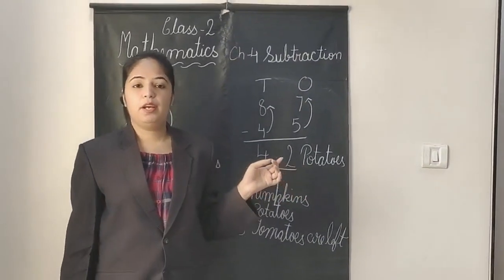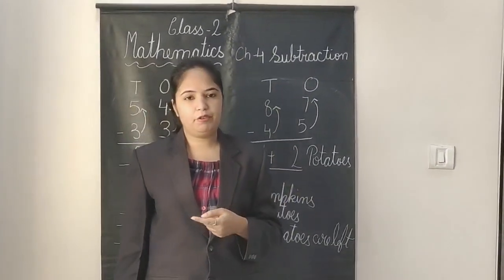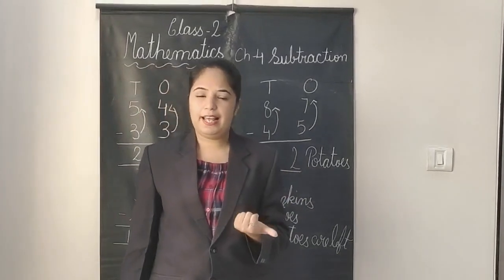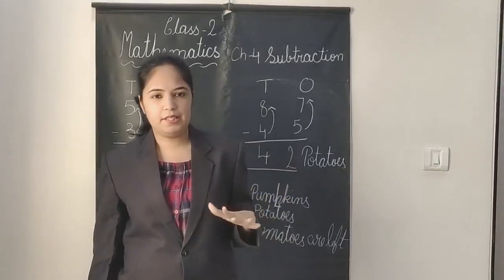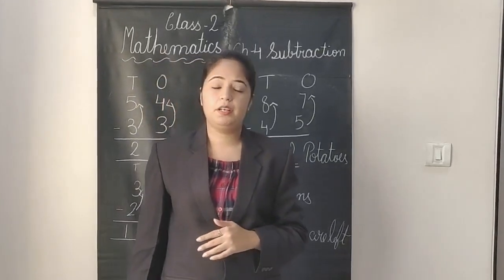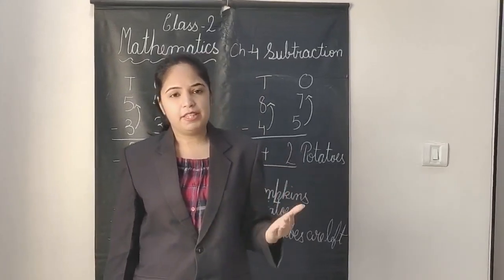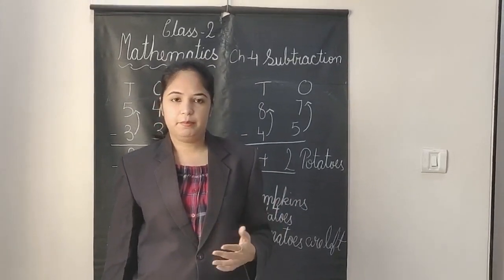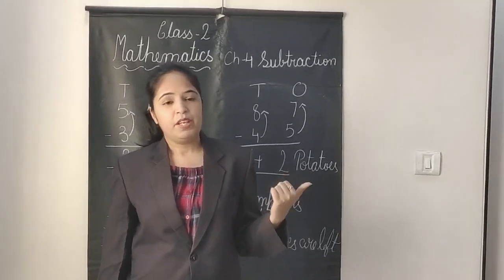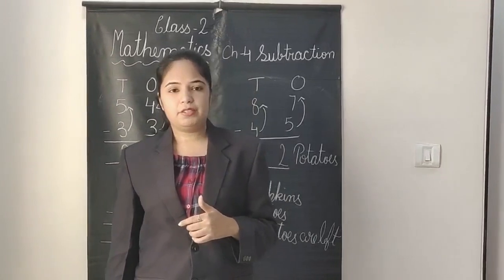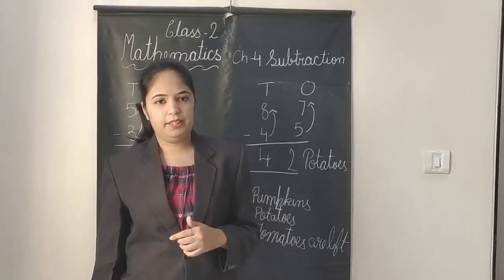If you are not sure, you can read it once again from the textbook. This type of sum we have already done in the last class also. It is the basic sum that we have started in this chapter. Further, as we learned in addition, 1-digit sum, 2-digit sum, 3-digit sum, in the subtraction chapter also we will learn the same. There are some properties, there are some fractions that we are going to learn in this chapter.